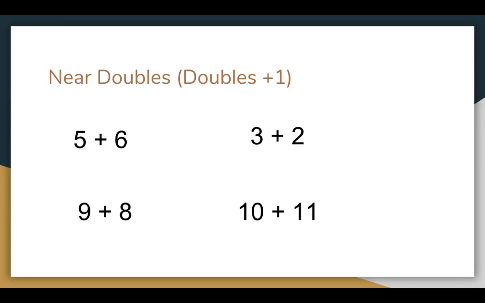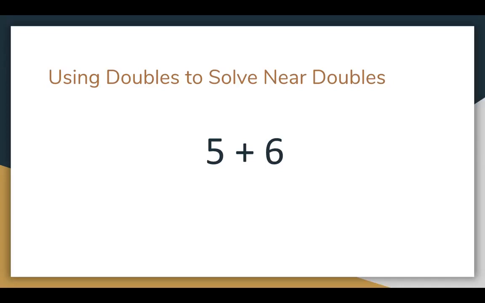So let's take a closer look at these. Let's take a closer look at this first example. So if I look at 5 plus 6 as a near doubles fact or doubles plus 1, what I'm going to do is look at which number is smaller. So looking at 5 plus 6, I know that 5 is the smaller number. So I'm going to use the doubles fact of 5 plus 5 to help me solve.